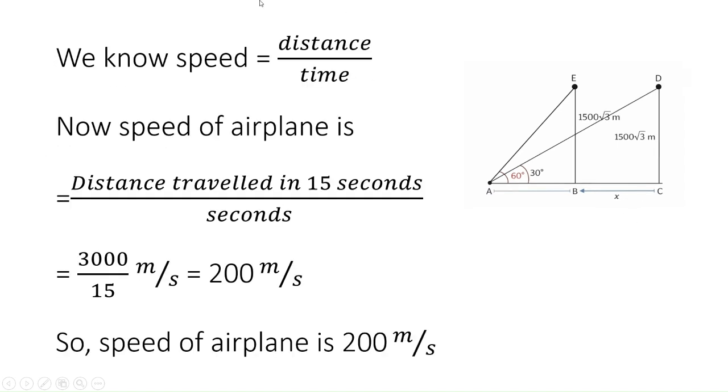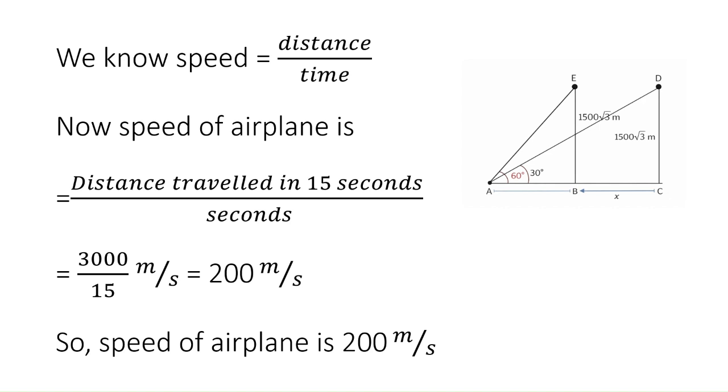So we know what speed is. Speed is distance traveled by time. Now we are going to find the speed of the airplane, because we are able to find the distance traveled by the jet plane, and the time is given in the problem, that is 15 seconds. So it is 3000 by 15. By simplification, 3000 by 15 is 200. So 200 meters per second. The speed of the airplane is 200 meters per second.